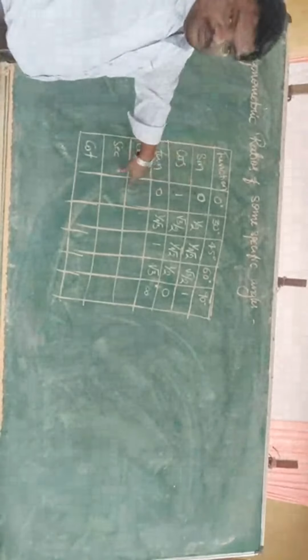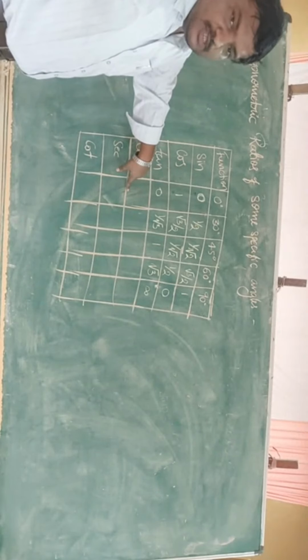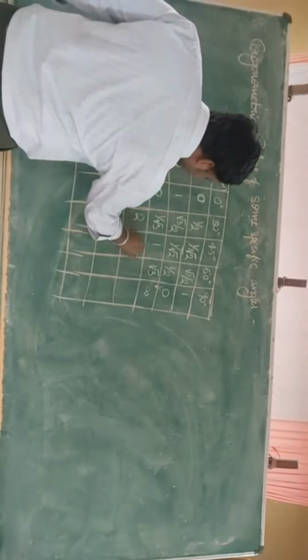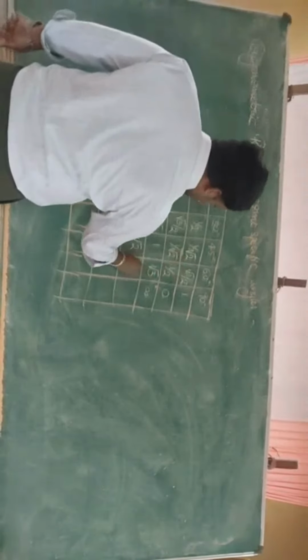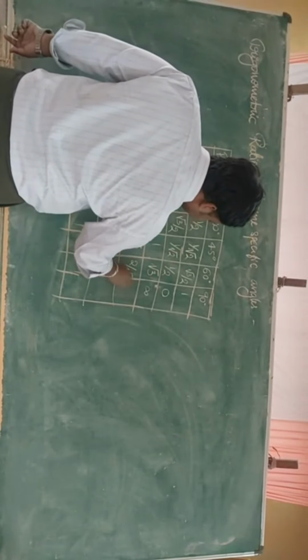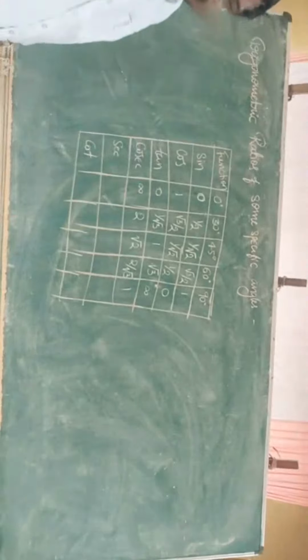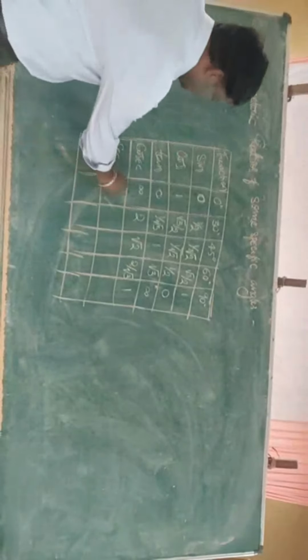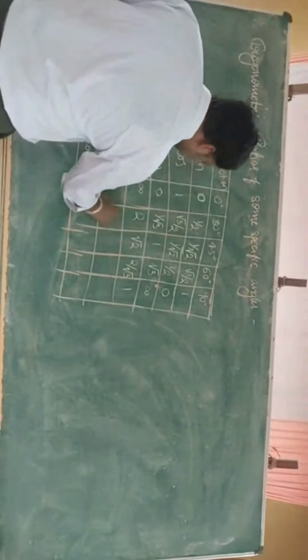So cosec is the reciprocal of sine. 1 upon 0, not defined, infinity. 2 upon 1, 2. Root 2 upon 1, root 2. 2 upon root 3. 1. Am I right? Sec, the reciprocal of cos: 1 upon 1, 1. 2 upon root 3.